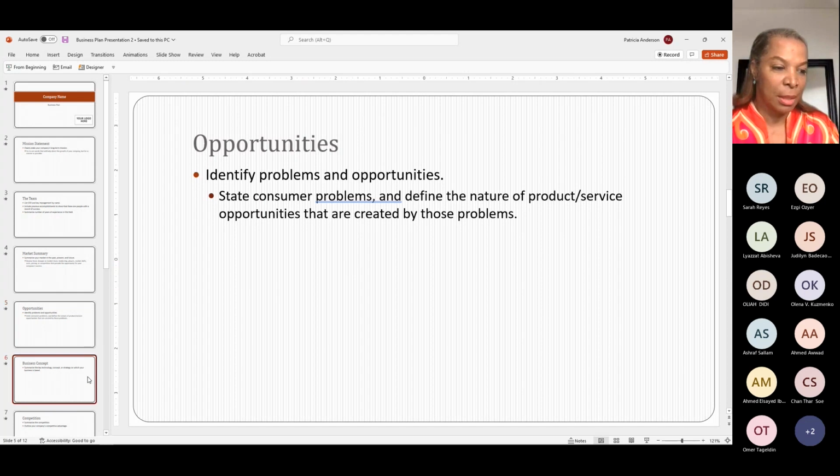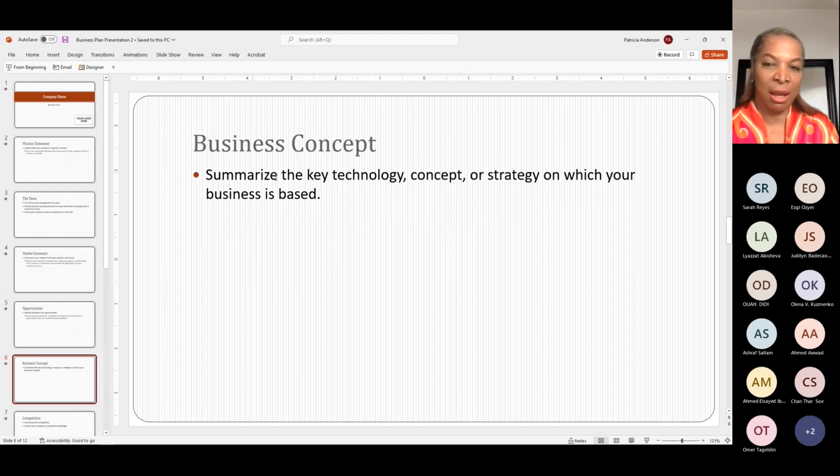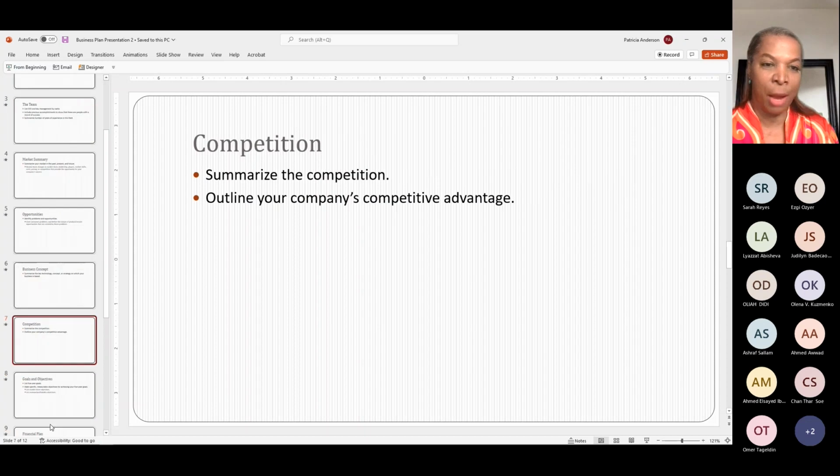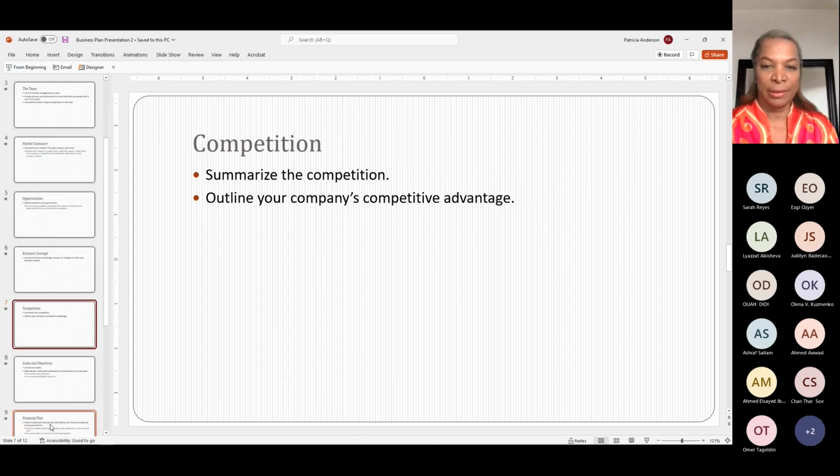So you want to talk about your business concepts, right? And we've been talking about this for the last few weeks. What's the concept? Okay. What type of strategy are you going to use? Any type of technology that you'll use. You're going to look at your competition. That's what we'll look at today. So you want to summarize the competition and outline your advantage over your competition.